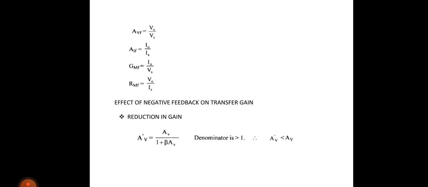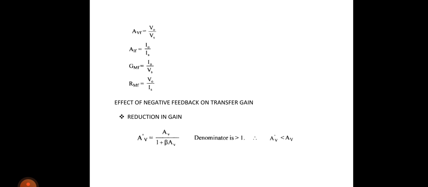We know that from the block diagram we have written AF, that is the voltage gain with feedback, which is nothing but the ratio of output voltage to the source voltage. Similarly, AIF equal to I naught by IS, GMF equal to I naught by VS, RMF equal to V naught by IS. Effect of negative feedback on transfer gain. What will be the effect of negative feedback on transfer gain?